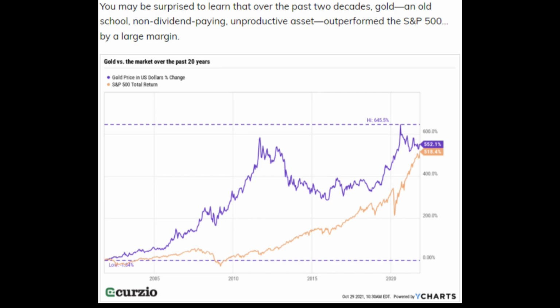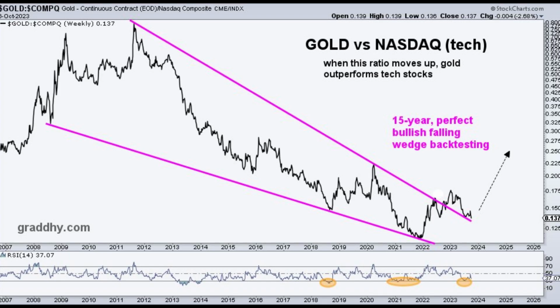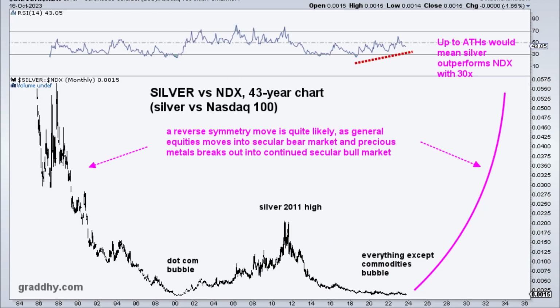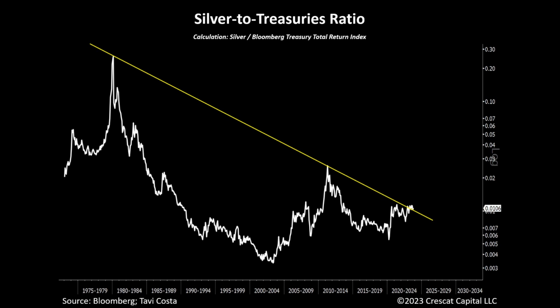Want more proof? I got you. Here's gold versus the NASDAQ. Looks like a breakout from a falling wedge, which we all know is very bullish. Before my silver folks get mad at me, here's silver versus the NASDAQ 100 and a chart of the silver to treasuries ratio, which looks like silver has broken the downtrend and is now sitting on support.